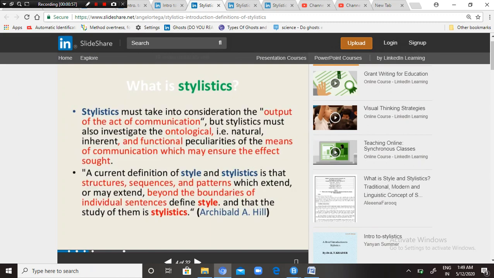Stylistics must take into consideration the output of the act of communication, but it must also investigate the ontological, natural, inherent and functional peculiarity of the meaning of communication, which may ensure the effect sought. A current definition of style and stylistics: the structure, sequence and pattern which extend or may extend beyond the boundaries of the individual sentence define style, and the study of the term is stylistics.